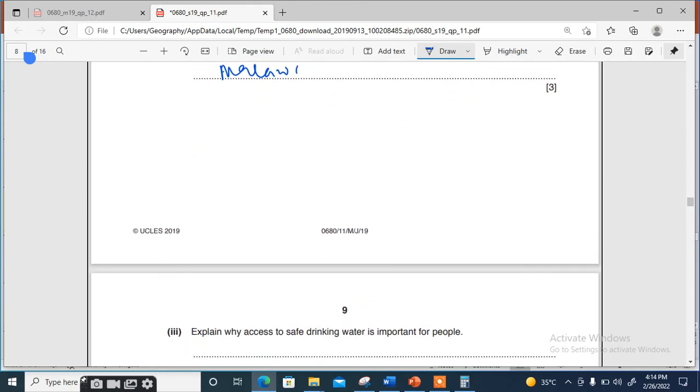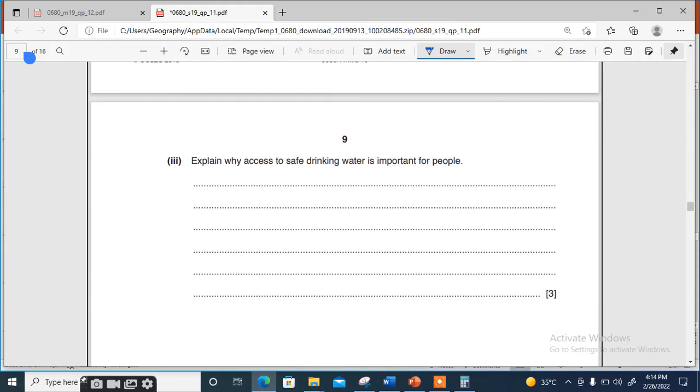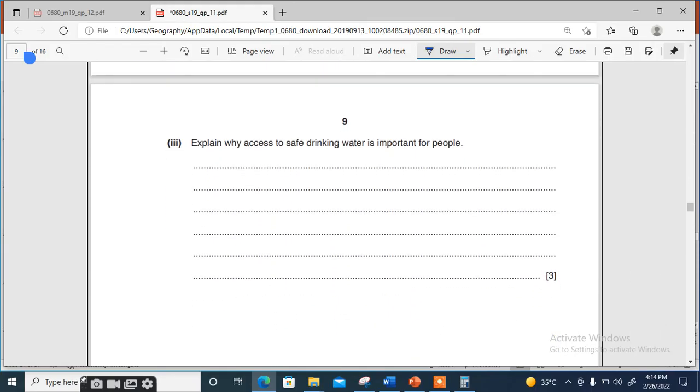Okay, moving forward. They say, explain why access to safe drinking water is important to people. What's the importance of drinking safe drinking water? Now, one of the things is dirty water can cause diseases. Dirty water can cause diseases.